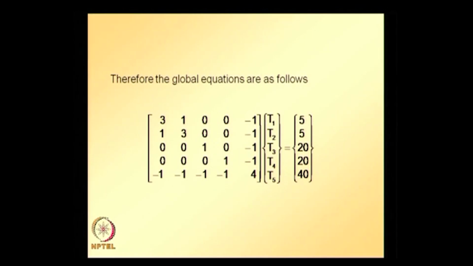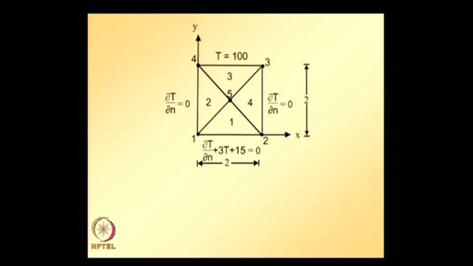So, at this stage, before we proceed further, we need to impose that the T value along side 3 4 is 100, that is T3 is going to be 100, T4 is going to be 100. We need to impose that condition. That condition we are getting from the problem that is given to us. Essential boundary condition is T3 is equal to 100, T4 is equal to 100.